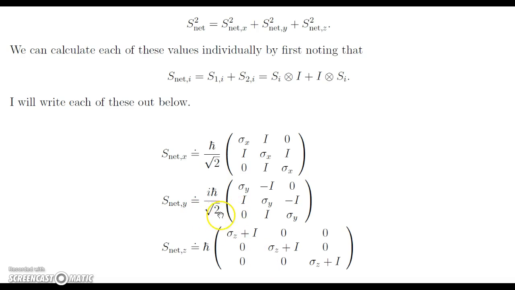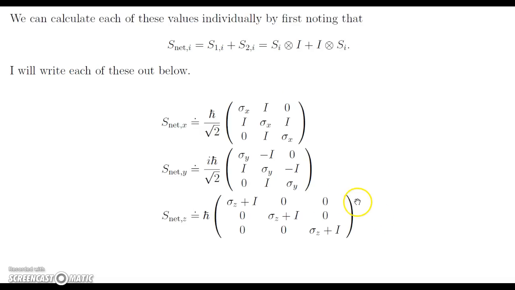For S net y, we have a similar setup, but it can be represented as i h bar over root 2 times sigma y, negative I, 0; I, sigma y, negative I; 0, I, sigma y. Once again, we have the same correspondences, but here sigma y is the corresponding Pauli matrix for the y direction instead. And lastly, S net z can be represented as h bar times sigma z plus I, all the way down the diagonal. So this is just a diagonal matrix with those as the entries.